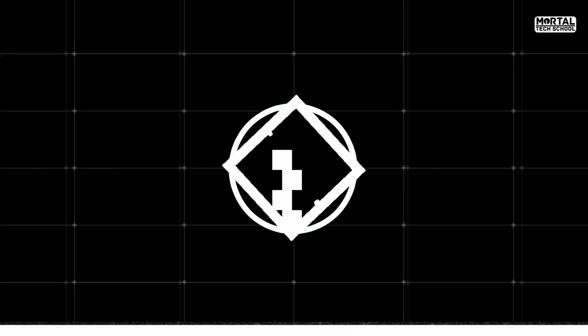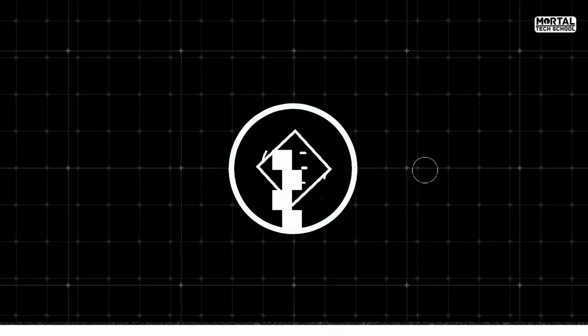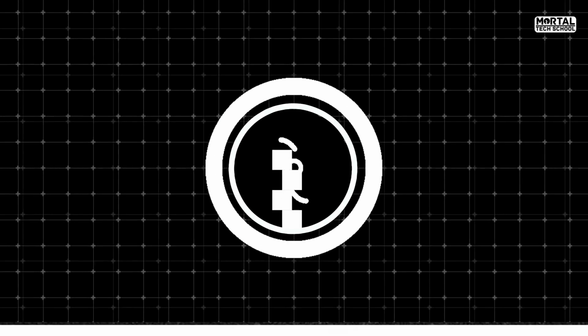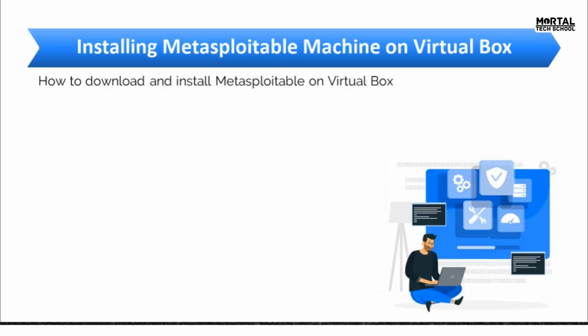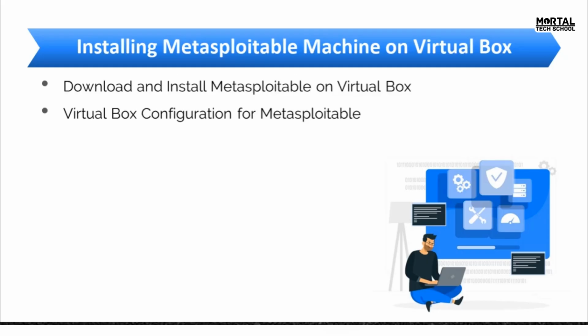Let us see how to download and install Metasploitable on VirtualBox. In the last lecture, we saw how to install DVWA in Kali Linux. In this lecture, you will learn how to configure the Metasploitable machine, which consists of various vulnerable applications, in VirtualBox. So, without wasting much time, let us get started.